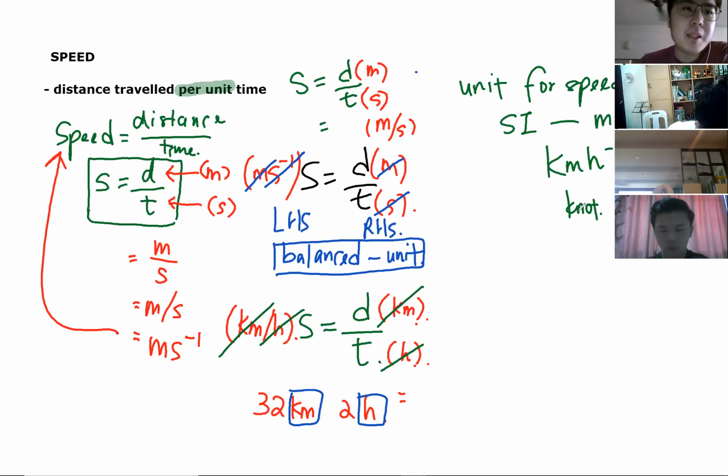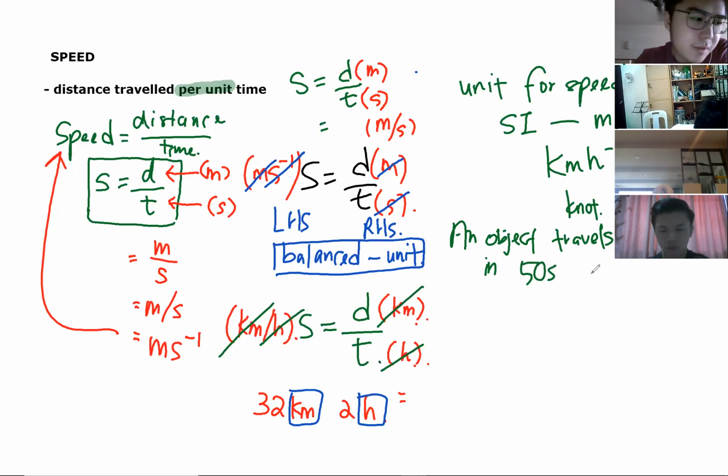Kilometer per hour is usually used for cars, motorcycles, and so on. Now let's say an object travels 5,000 meters in 50 seconds. What is the speed? It travels 5,000 meters in 50 seconds.